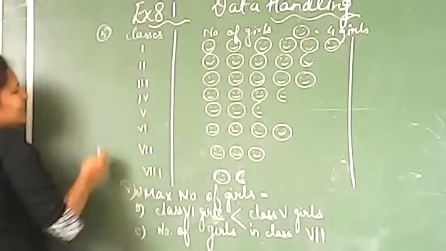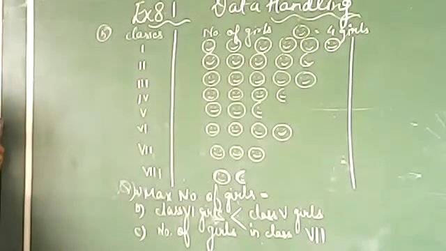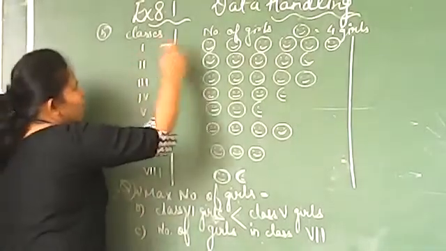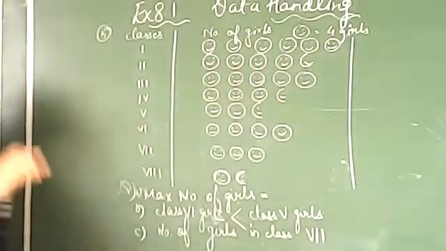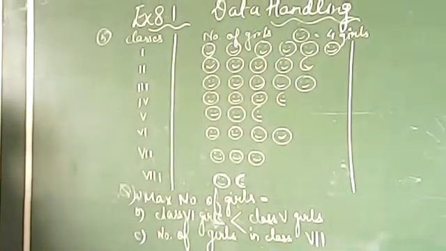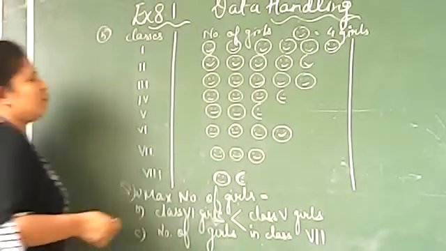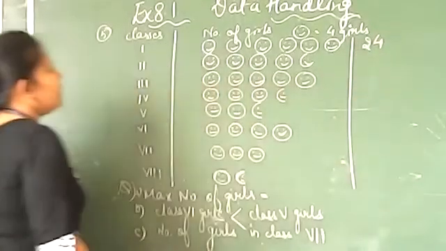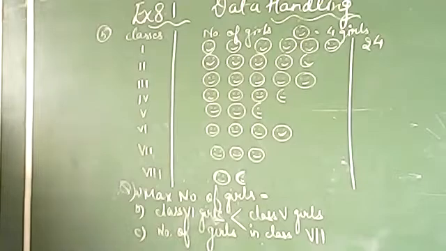We have total 8 classes and in the second column you will find the number of girls in the form of pictures. If you see properly, for class 1 we have 1, 2, 3, 4, 5 and 6 complete pictures of girls drawn, and you know one picture represents 4 girls. So 6 into 4, what will you have? 24 girls. So it means in class 1, you have total 24 girls.